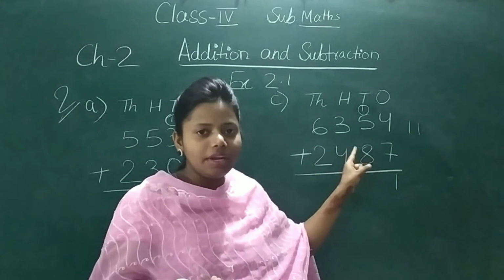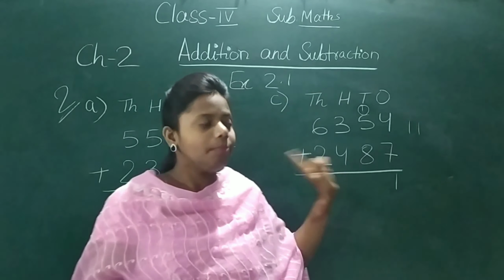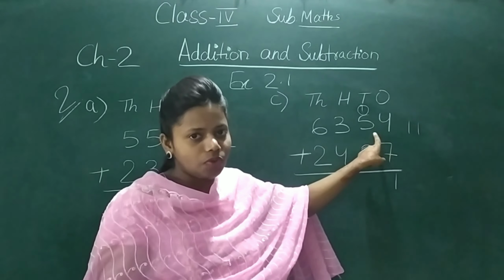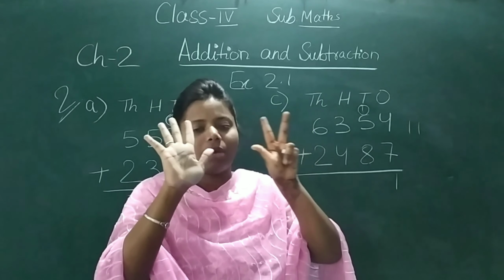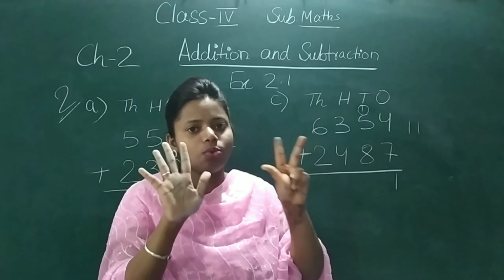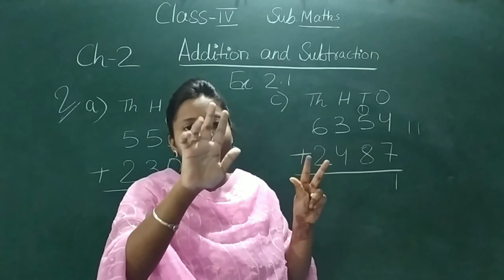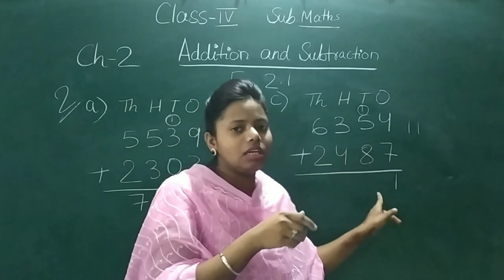Okay. Now let us add this first, then we will add this carry number. Now 5 plus 8. 8 we have to add to this 5. This is 5. We have to add 8 to it. See, I am showing my 8 fingers. I am going to add this 8 to 5. So this is 5, 6, 7, 8, 9, 10, 11, 12, 13. So 5 plus 8 is 13.